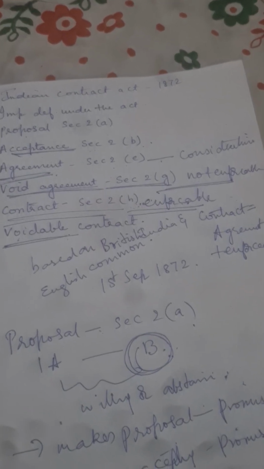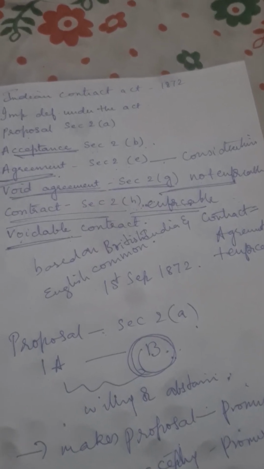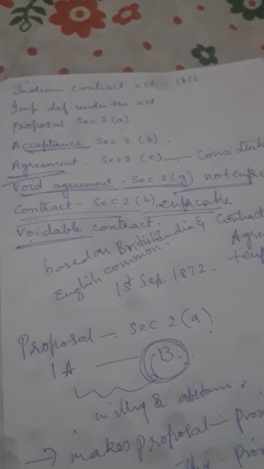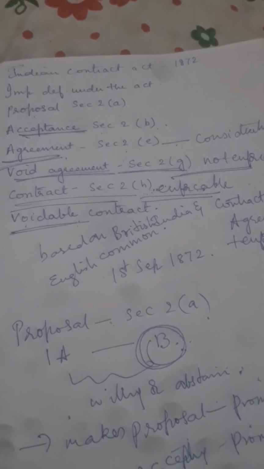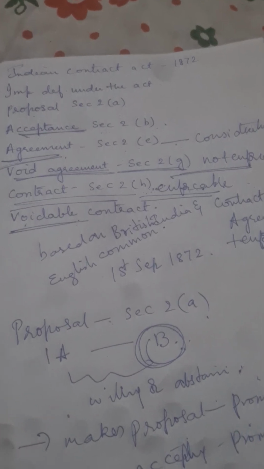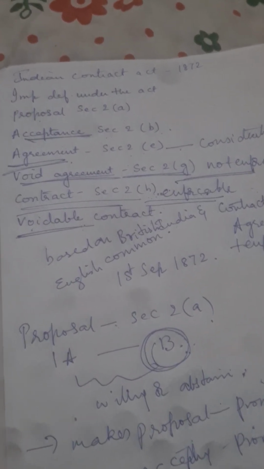Voidable contract: an agreement which is enforceable by law at the option of one or more of the parties thereto, but not at the option of the other or others, is called a voidable contract.